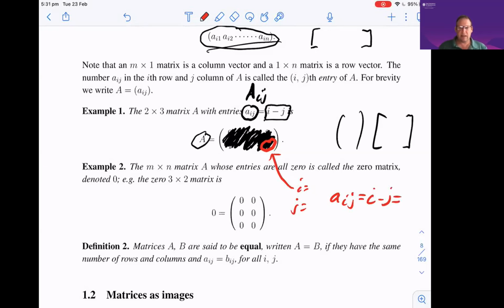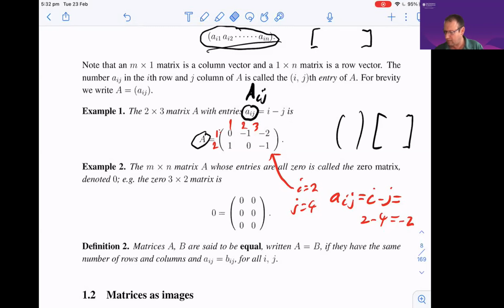Somebody says it's -2, and what is I there? So I is 1, 2, the second row, and J is 1, 2, 3, 4, 4. So indeed 2 minus 4, I agree, is -2. Is it -1? Did I make a mistake? I think it's -2. Oh, it's a -1. Oh, 1, 2, 3, sorry. There are not 4 columns, I missed that. So it's -1, it's 1, 2, 3. So J is 3. So 2 minus 3 is -1. Okay, thanks.